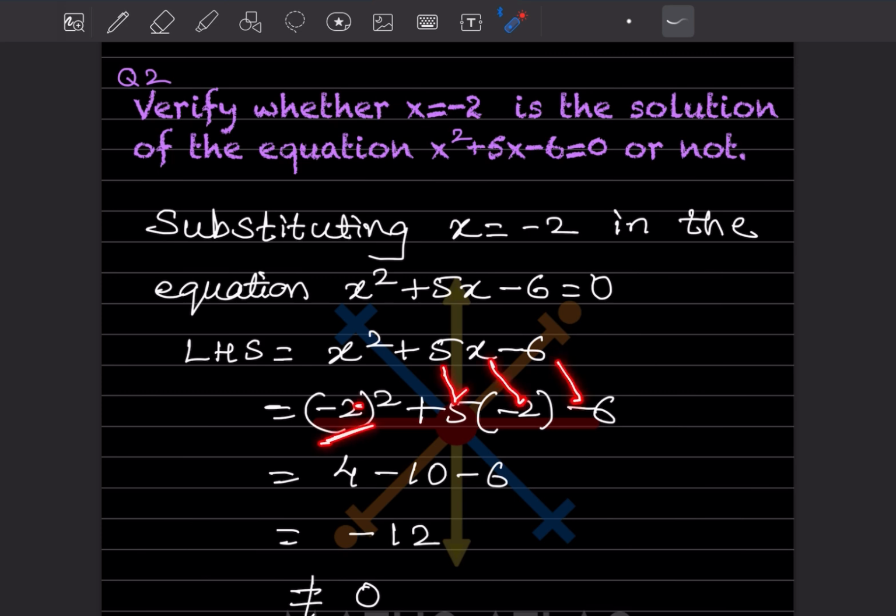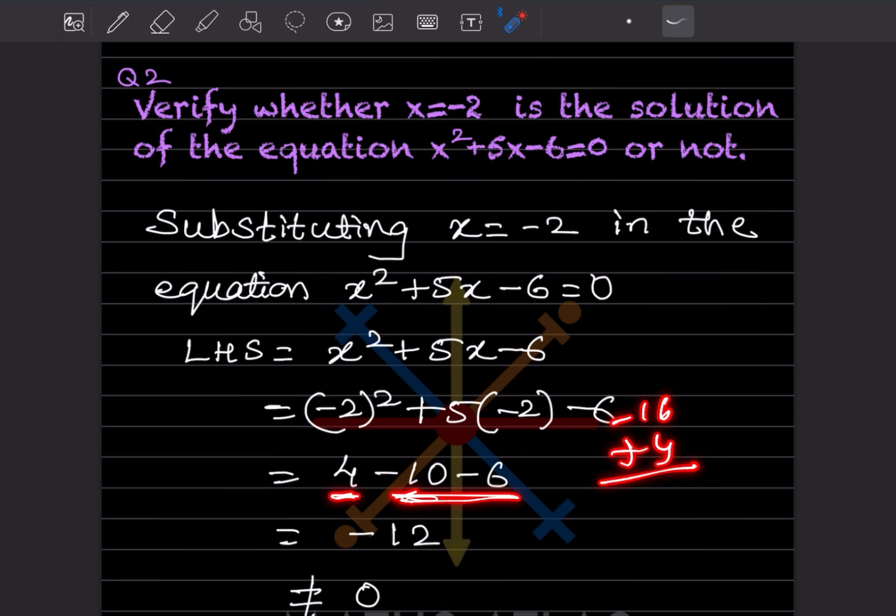Now see here, whenever the power is an even number, the minus is always going to be positive. So here this is going to be 4. Now here plus and minus will be minus, and this is going to be 10. So minus 10, minus 6. Now what you can see here, this is plus 4, and this minus 10 minus 6 means that is going to be minus 16.